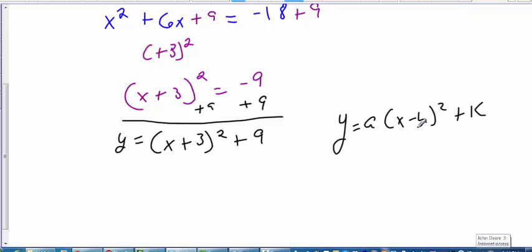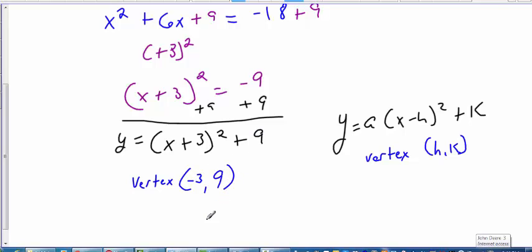In the vertex, this number is the h and that number is the k. So the vertex is h comma k. Looking at this, note that it's x minus h. When we pull this number out, it has to switch signs. So this positive 3 becomes a negative 3, and that 9 stays exactly the way it is.